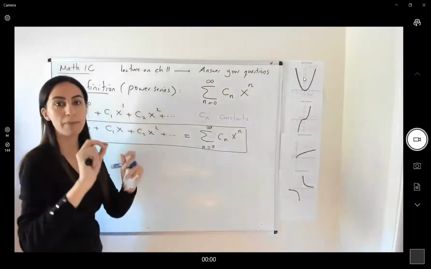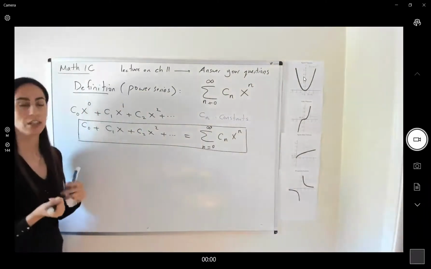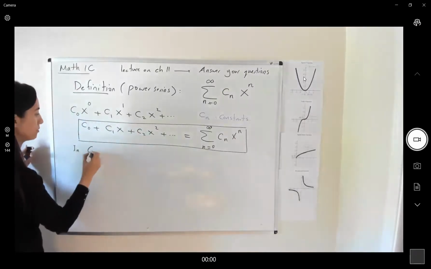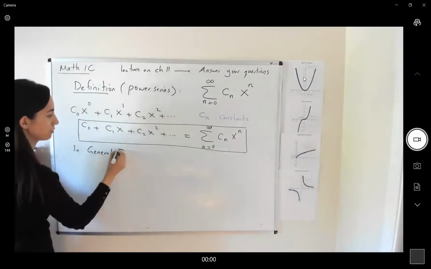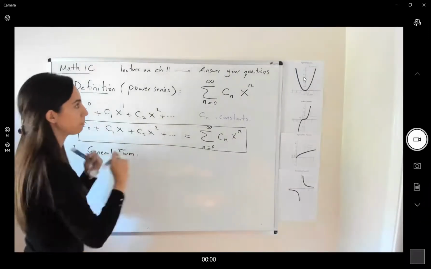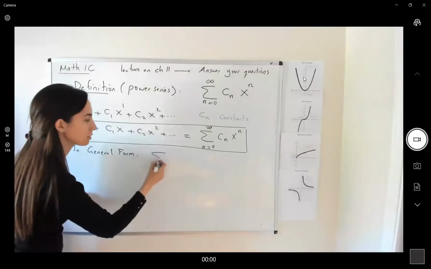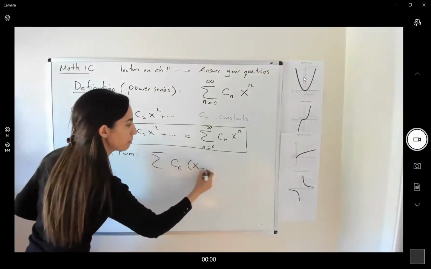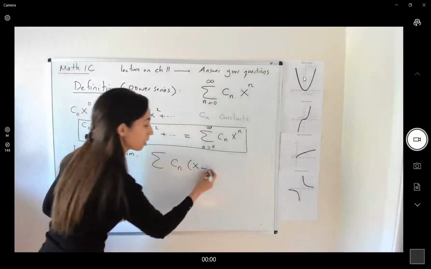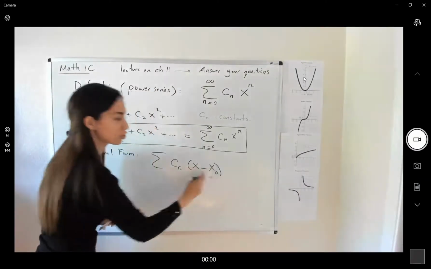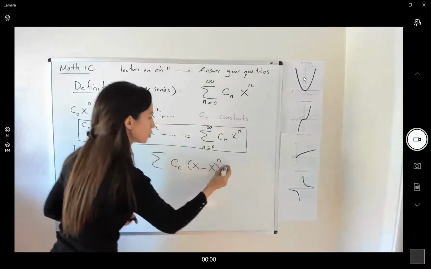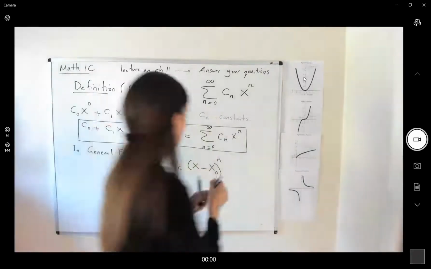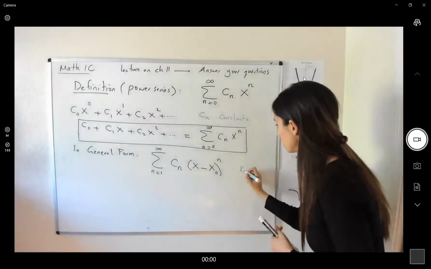So we can expand this definition and write it in general form. In general form, a power series can be written as the sum of C sub n times (x minus x sub 0), which is just another number, raised to n, n starts from 0 to infinity. x sub 0 is another constant.